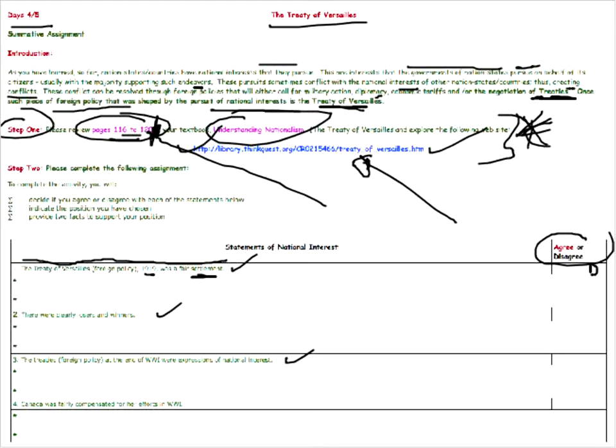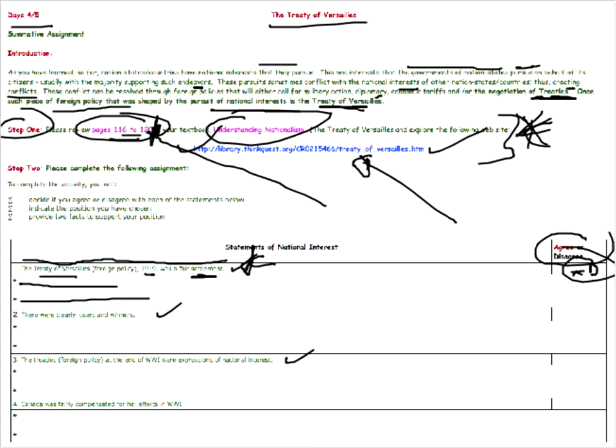Now the most important thing you have to do is if you disagree with this statement, then you have to give me 2 pieces of evidence that support your opinion that you disagree with this statement right here. Alright? So you have to get 2 pieces of information that support your opinion that it was not a fair settlement because you would have disagreed with it.